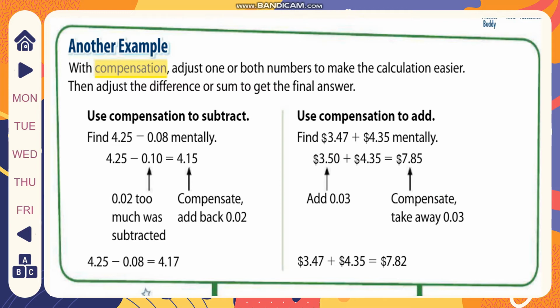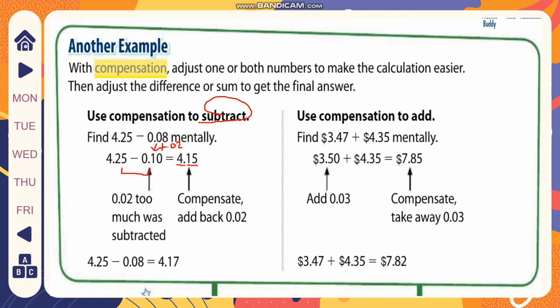So for example, if I'm going to use the compensation method for subtraction, 4.25 minus 0.08 mentally, I'm going to adjust this one. I will make it 0.10. So it means I added 0.02, because 0.08 plus 0.02 is equivalent to 0.10. Then after that, I will subtract.